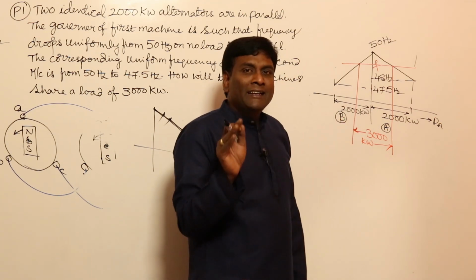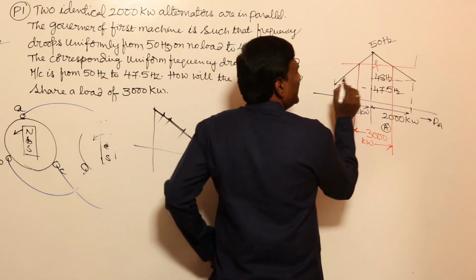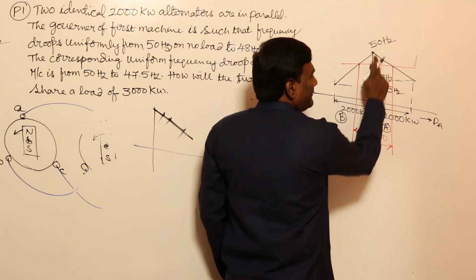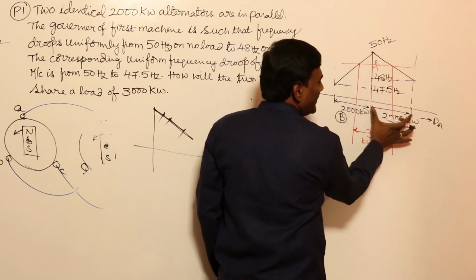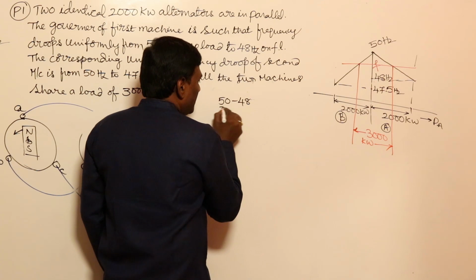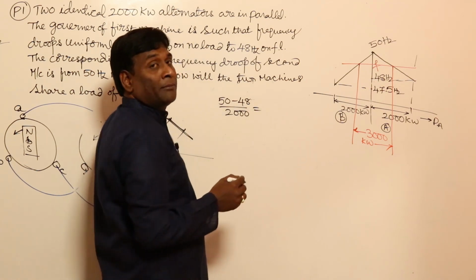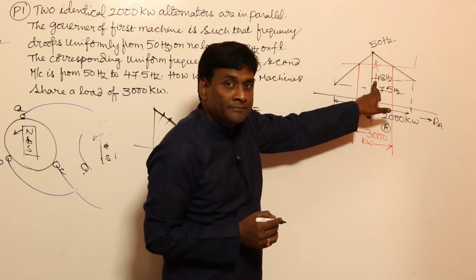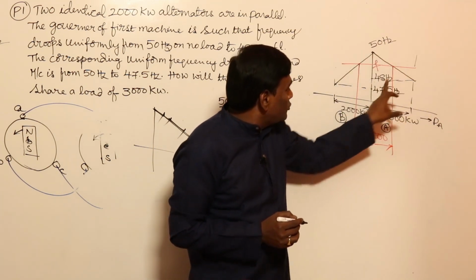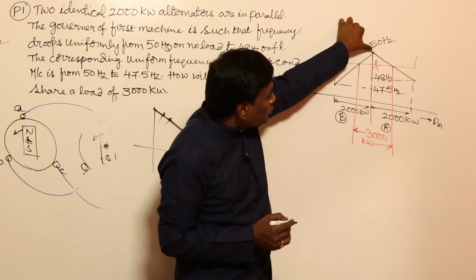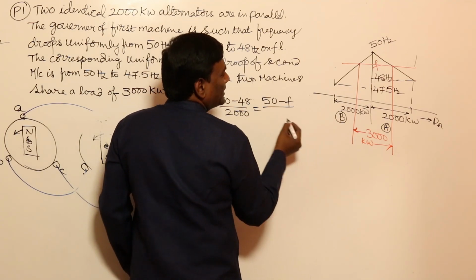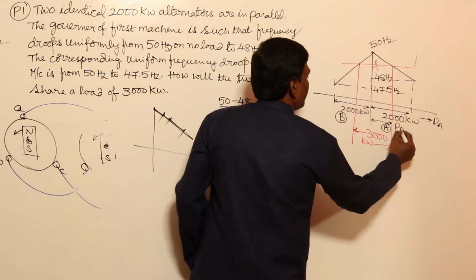Many guys have doubt here. Focus. Of course the slope is negative, I know. The y-axis change from 50 to 48 corresponds to an x-axis variation of 2000. So the slope, dy by dx, is 50 minus 48 by 2000. The same slope should be there between 50 and F, so 50 minus F divided by PA.